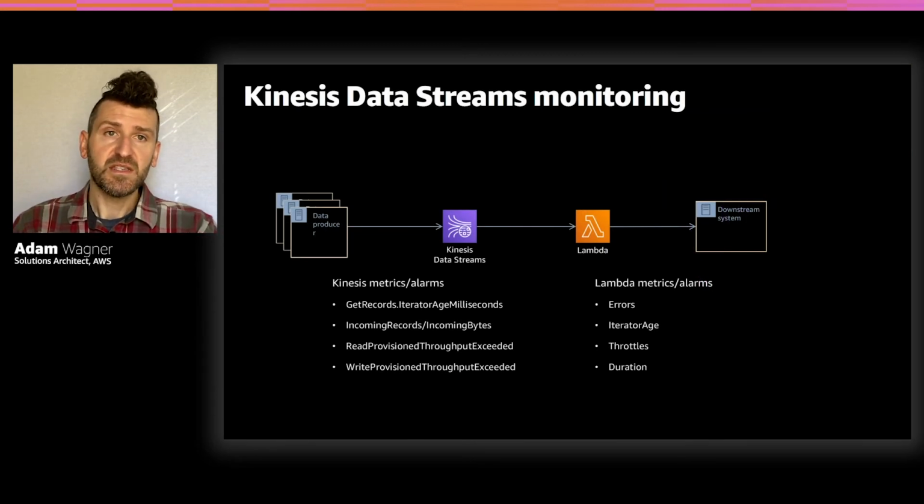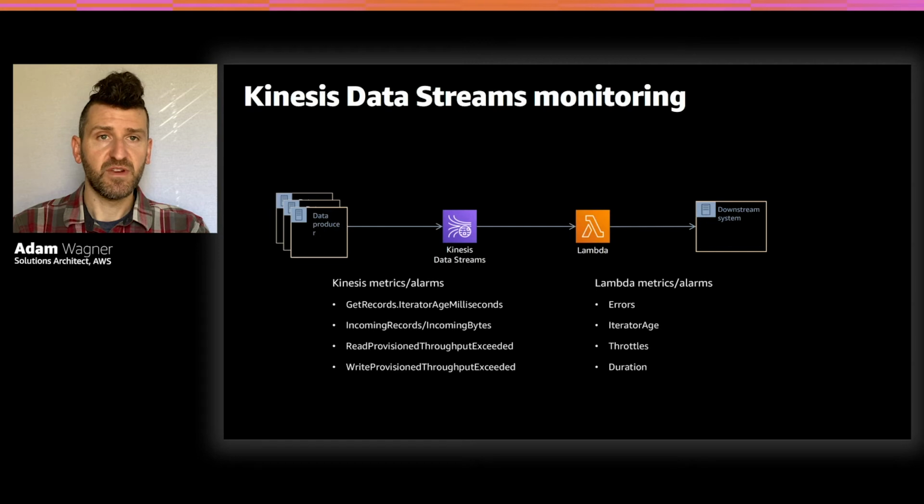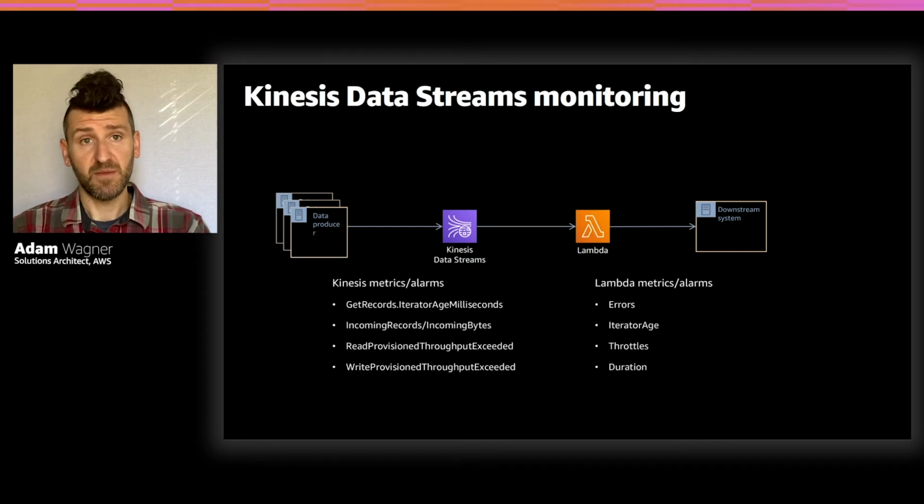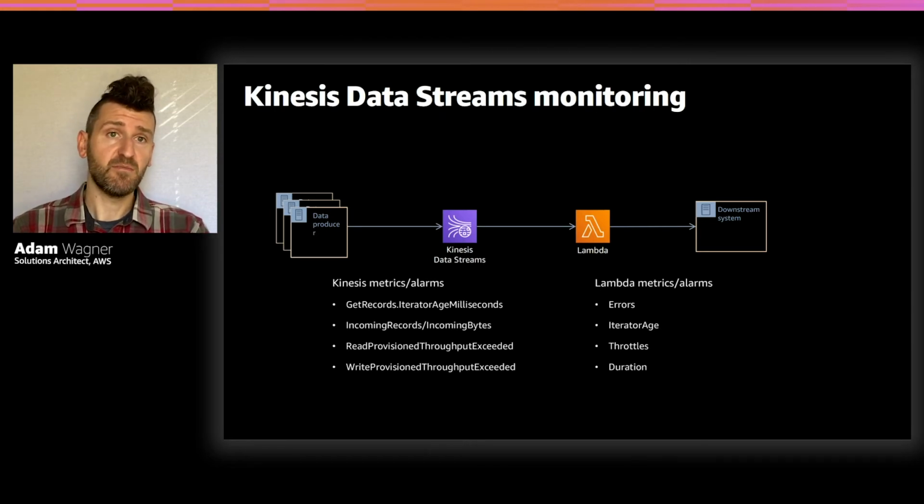So with Kinesis Data Streams, there are places to monitor both on the Kinesis Data Stream itself, as well as on the Lambda function. On the Kinesis side, some of the really interesting ones are the incoming records and incoming bytes. This gives you a leading indicator in terms of what your Lambda function is going to see, right? How many records are coming in? Maybe the number of records stays the same, but maybe the records are bigger, and you'll see that in the incoming bytes.